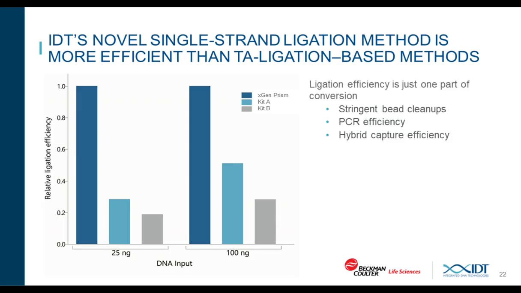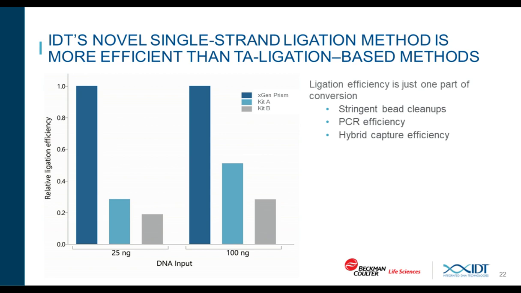A key performance metric to evaluate library prep is ligation efficiency. So taking a look at the graph, on the x-axis you have your yield input into library prep, and then on the y-axis is your ligation efficiency. IDT's ligation strategy is more efficient than traditional TA ligation-based methods. For 100 nanogram of genomic DNA input, xGen Prism has approximately 2 times the ligation efficiency, while 25 nanogram input is approximately 3 times higher than Kit A and Kit B. Ligation efficiency was measured via qPCR after ligation 2.